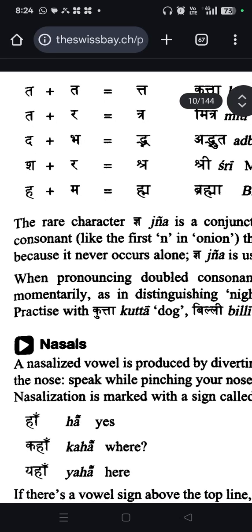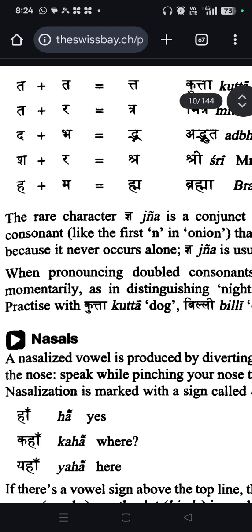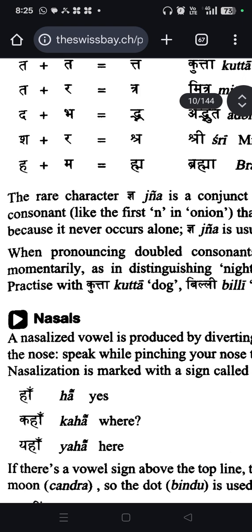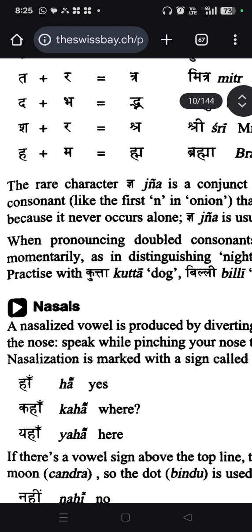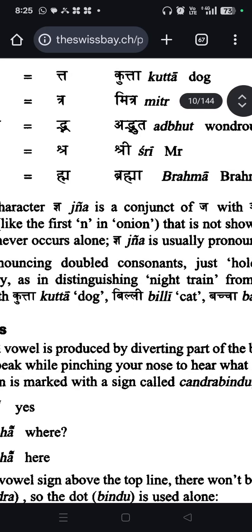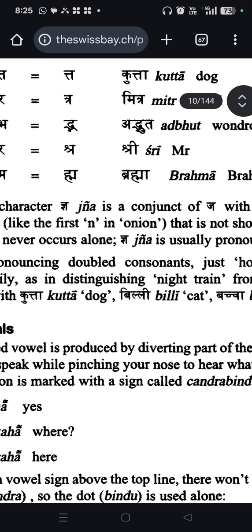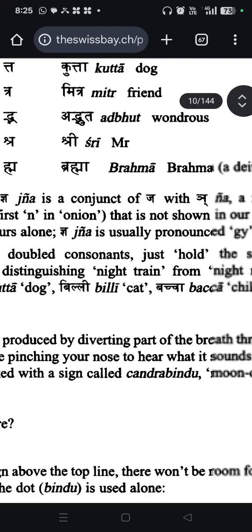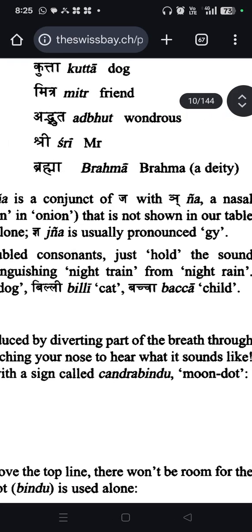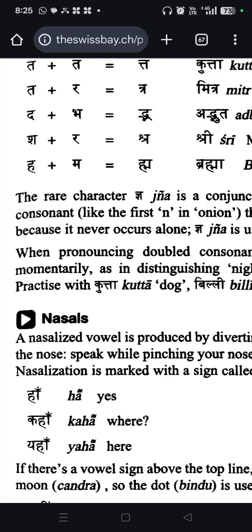Then we have a rare character, J, Nya. So it's Ka, Ka, Ga, Ga, Nya. They didn't put this character in the original lineup. They put it here. So we're reaching the end of the line here with the 30-hour mark. Is a conjunct of ja. Oh, that's why they didn't put it there. So this is ja with nya, a nasal sound. Oh, this is a different sound.